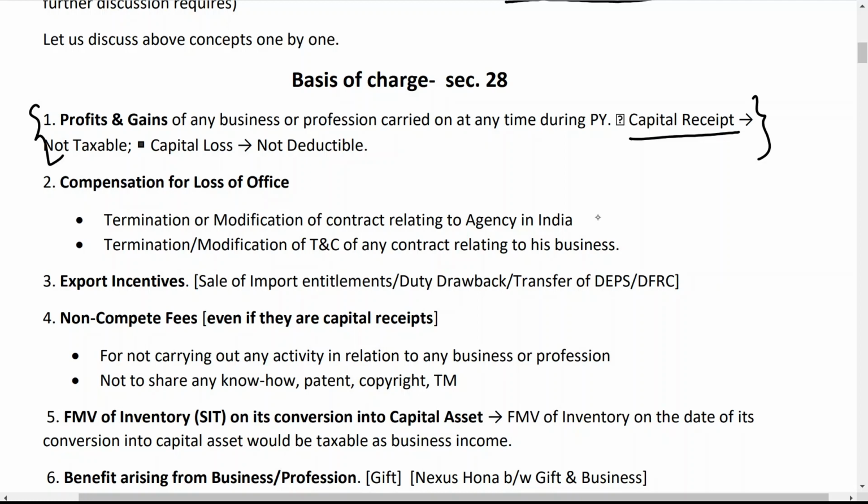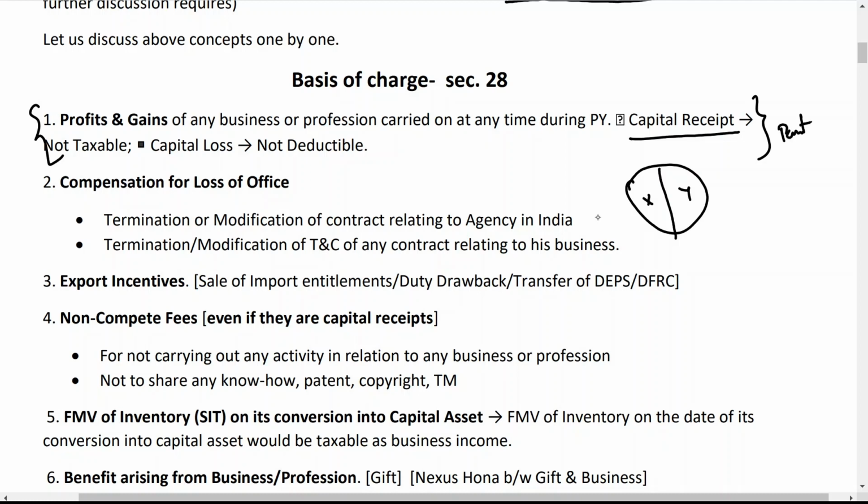Next one: compensation for loss of office, termination or modification of a contract relating to an agency in India, and termination or modification of the terms and conditions of any contract relating to his business. Let us say there is one region, and in this region Mr. X and Mr. Y, these two persons, have been given an agency, like one from Patanjali.